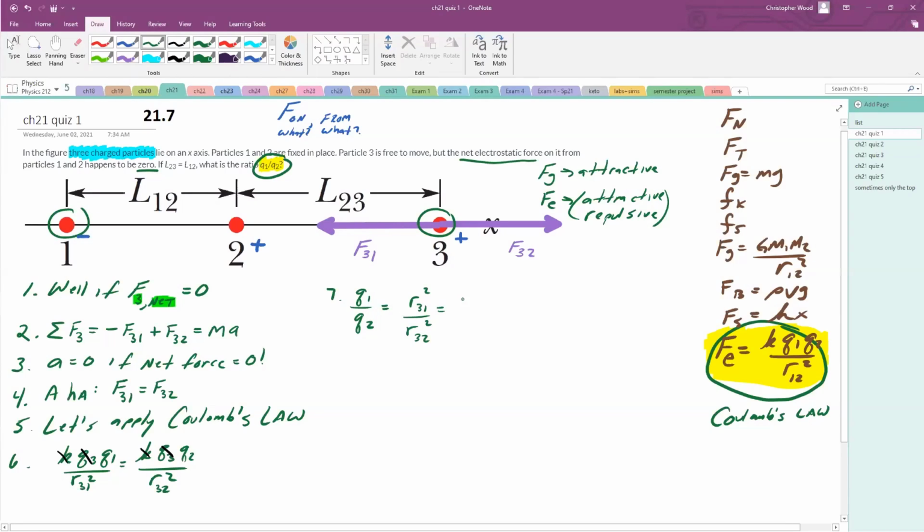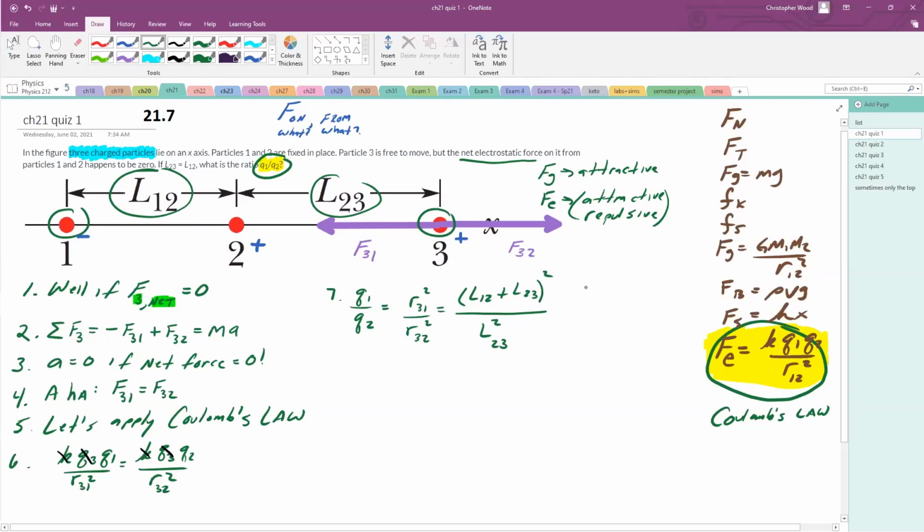So the distance between 3 and 1 is, well, let me just do this the long way. The distance between 3 and 1 is going to be L12 plus L23. That's the distance between particle 1 and particle 3. It really is helpful to use subscripts like this, you guys, both in terms of keeping yourself organized and allowing me to follow your work easier. So the distance between 3 and 1 is this distance plus this distance, and I've got to square it. And the distance between 3 and 2 is L23 squared.